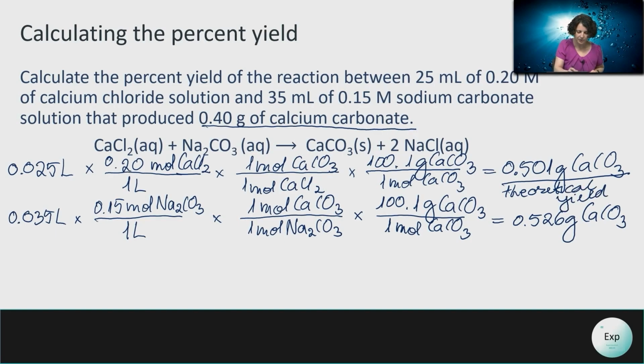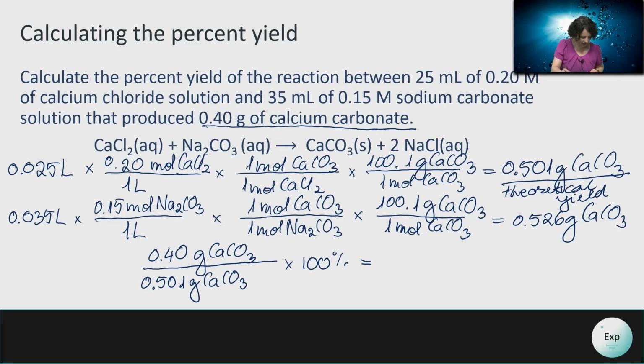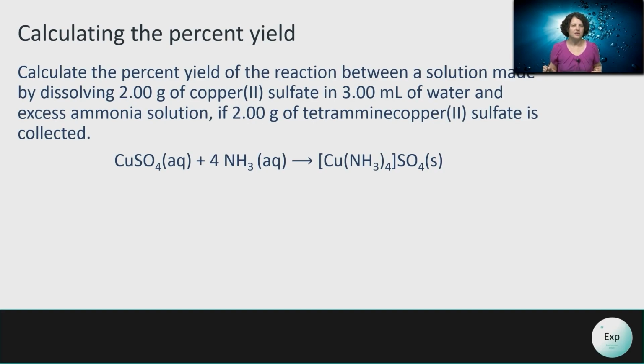To calculate the percent yield, we're going to take our actual yield from the problem that was determined by experiment, 0.40 grams of calcium carbonate. We divide it by the theoretical yield, which is 0.501 grams of calcium carbonate. And then we multiply this ratio by 100%, giving us 79.8% for this reaction.